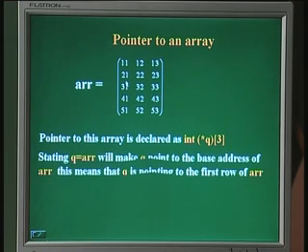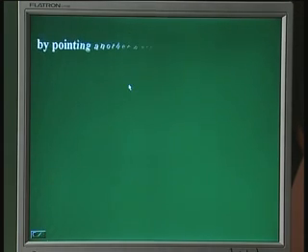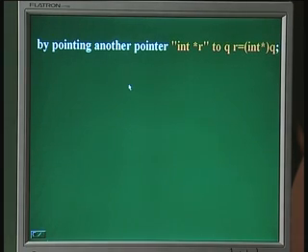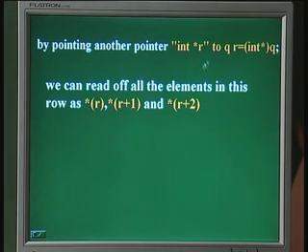Now if we take q equal to ARR, q would just point to the base address of array ARR. That means it is pointing to the first row, first element, as we saw before. Now, how do we read that out? Once we have declared q as a pointer array, we can declare another pointer which would point to that array q, and read off all the addresses or all the values from that.